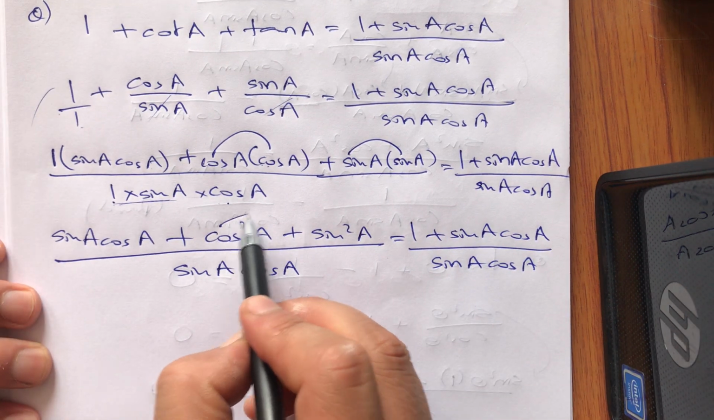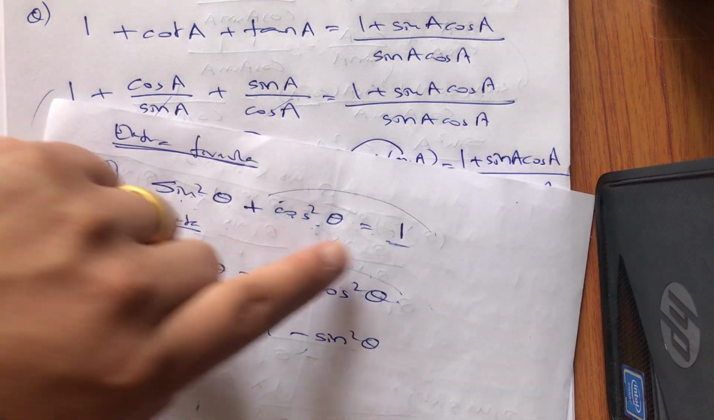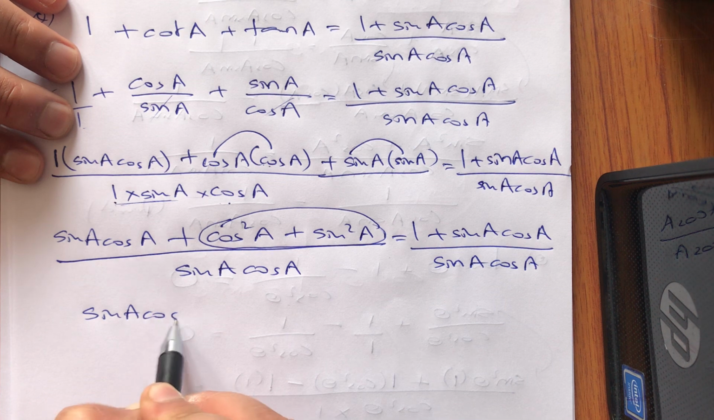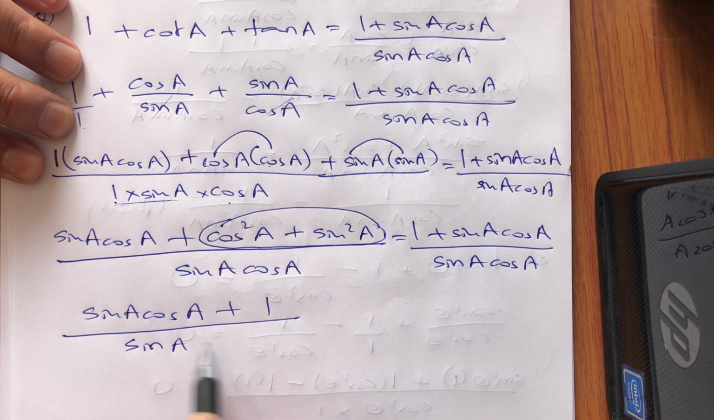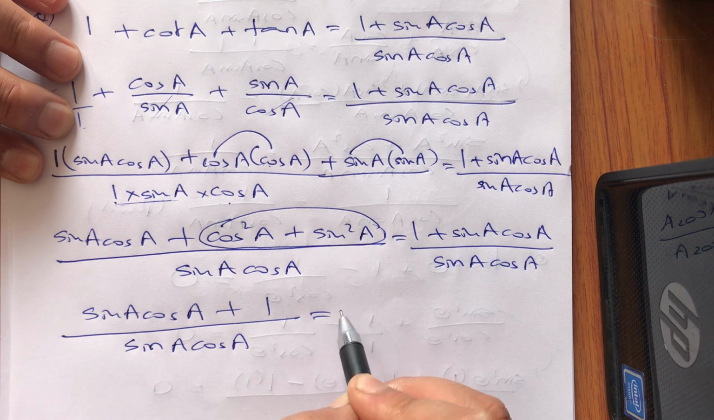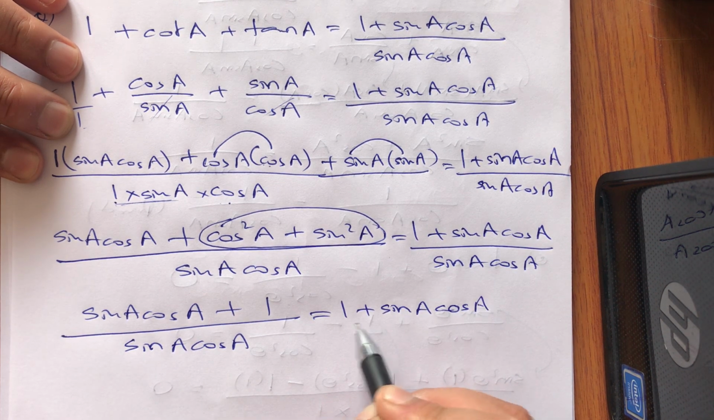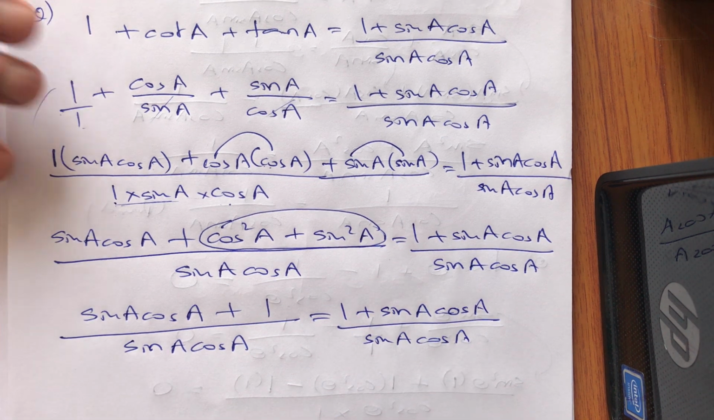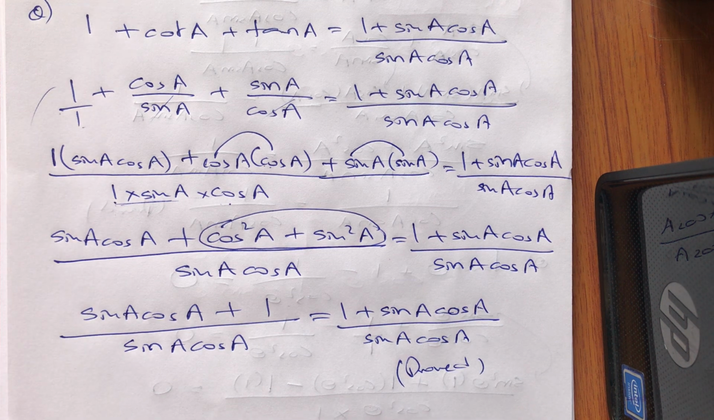And then these two, if I look carefully, we already know the answer is 1. So I can just replace it. I can write sine A cos A plus 1 divided by sine A cos A, and that is equal to 1 plus sine A cos A divided by sine A cos A. If you look at the left and the right, it's already the same, so it's proved.